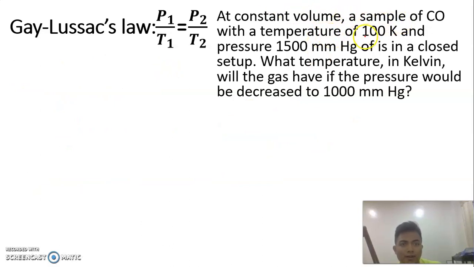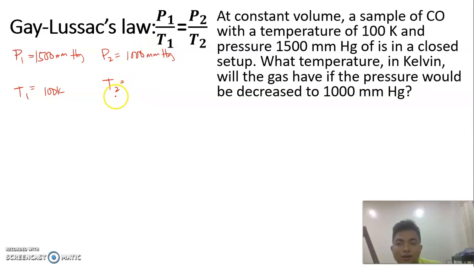So you have here your temperature and your pressure. So pressure 1 and temperature 1, and then you'll have pressure 2 and temperature number 2. So pressure 1 is going to be 1,500 millimeters of mercury. Your temperature number 1 is going to be 100 Kelvin. Your pressure number 2 is going to be 1,000 millimeters of mercury. You are being asked what is the T2 of this problem.